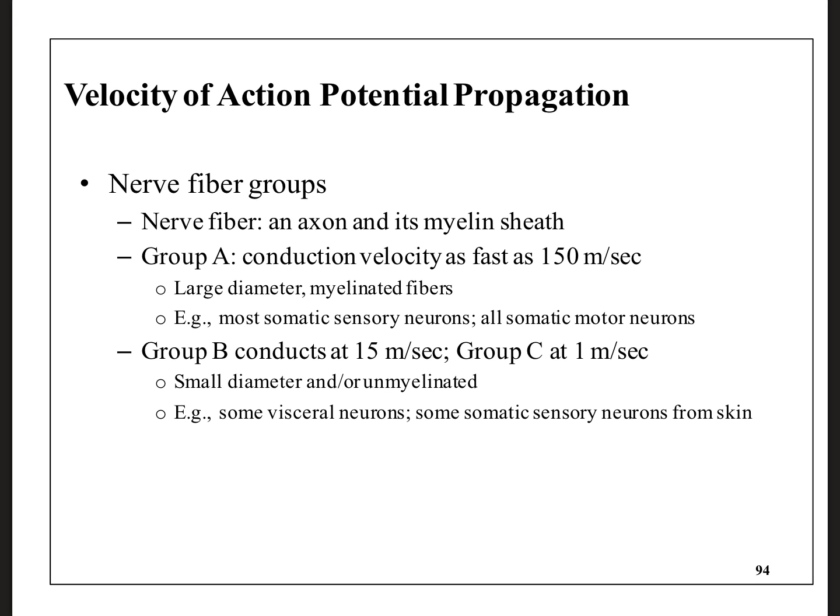Okay, so based upon that, we can divide fibers or neurons into a couple different groups, which are characterized by whether or not they're myelinated and how thick the axon is. Group A has a conduction velocity of about 150 meters per second. These are your fast fibers. Large diameter, myelinated fibers, they happen the fastest. Think about what they are. So group A here are most somatic sensory neurons.